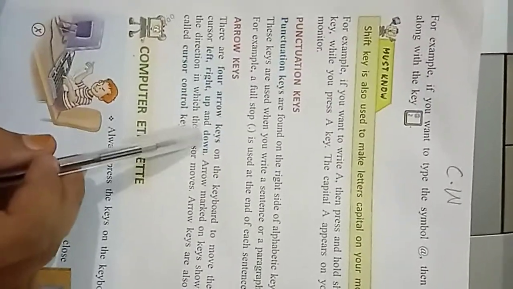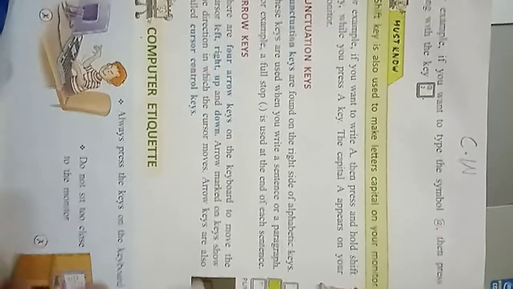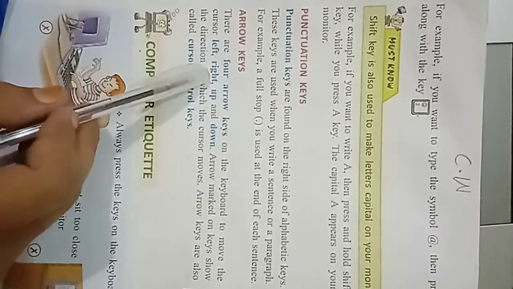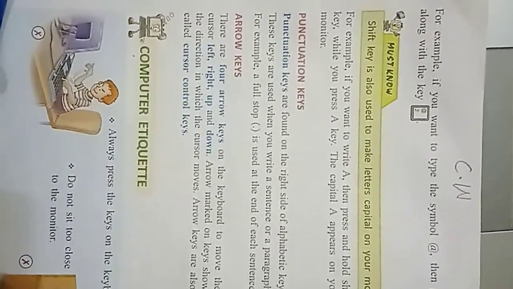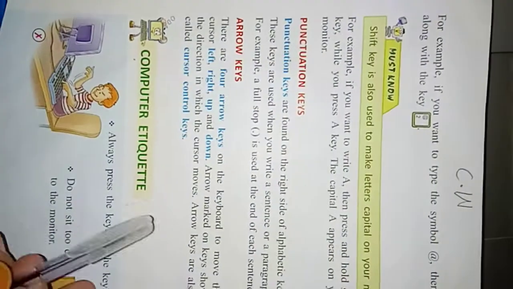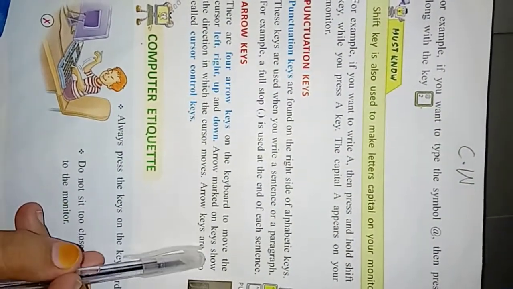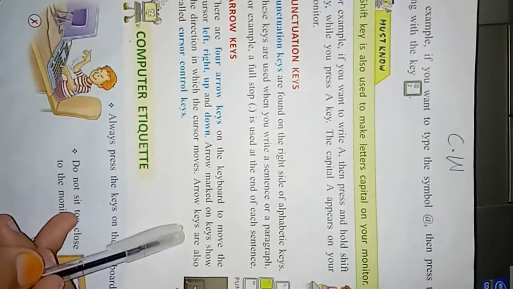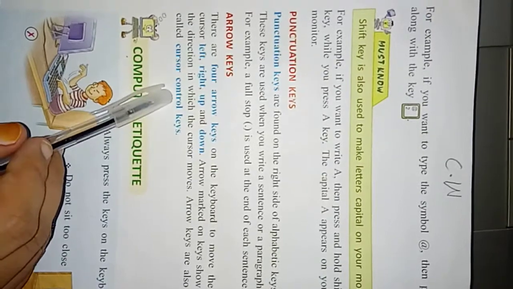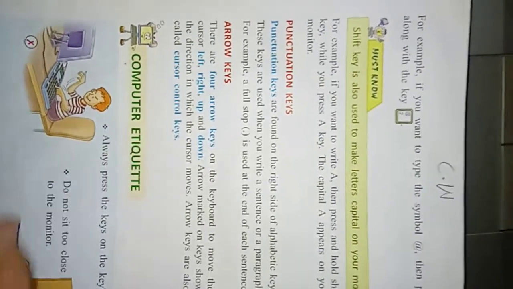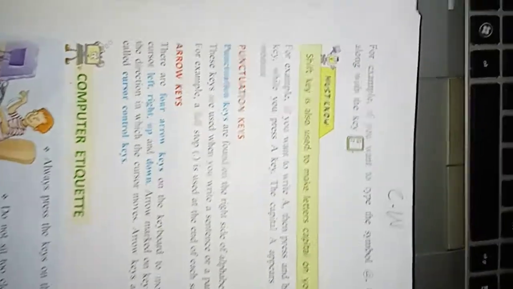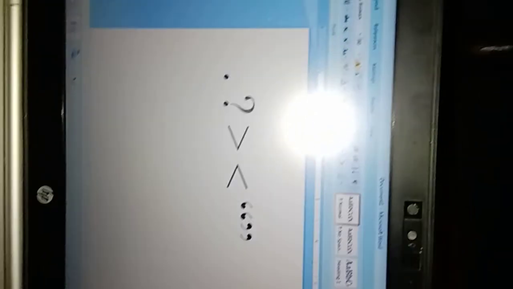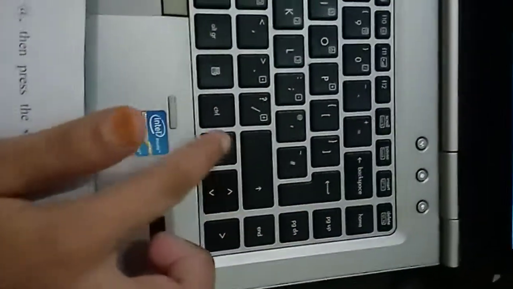There are 4 arrow keys on the keyboard to move the cursor left, right, up and down. Arrow marked on keys shows the direction in which the cursor moves. Arrow keys are also called cursor control keys. Arrow keys are used to move the cursor up and down, left or right. Look at this. For example, these are arrow keys.